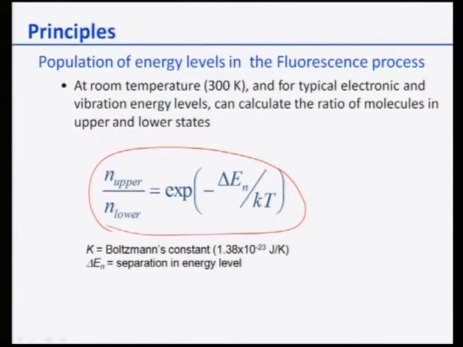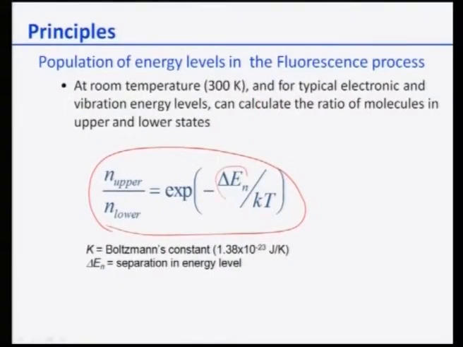So, the important aspect you have to remember is that it depends not only on the energy level separation, but also on the temperature. If you heat a material, the temperature will increase. Therefore, this factor will reduce, and the n upper and n lower ratio will increase. That is why in many cases we heat a material to get fluorescence.